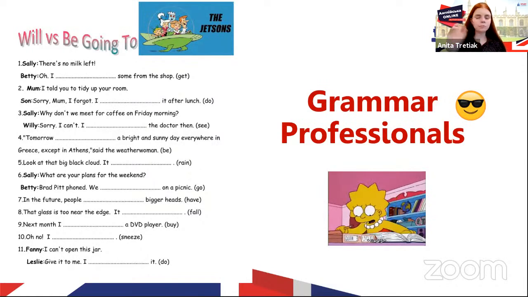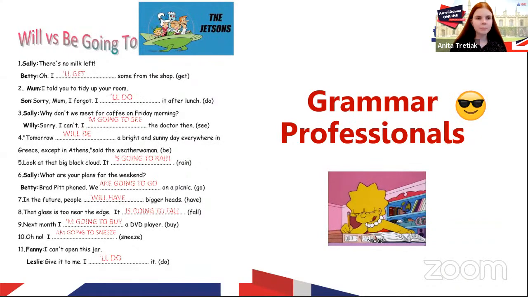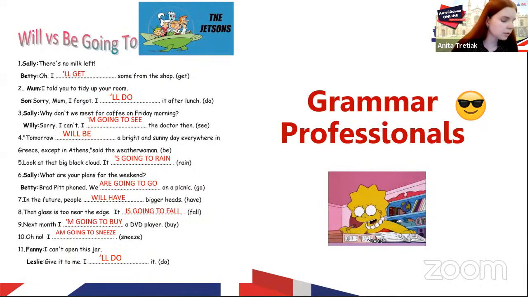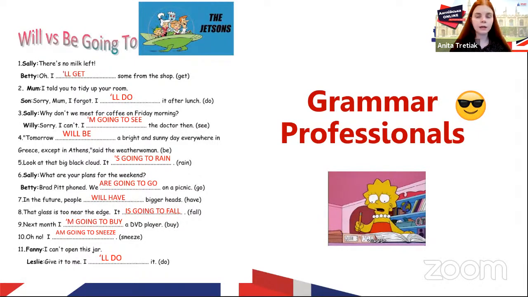I haven't told you really if you were right or wrong, because now I want to explain everything to you, why you have this or that option. So there is no milk left. Oh, I'll get some from the shop. In this case, this is the decision made at the moment of speaking. This person didn't know that there was no milk, and that's why for this instant decision, the person uses will get.